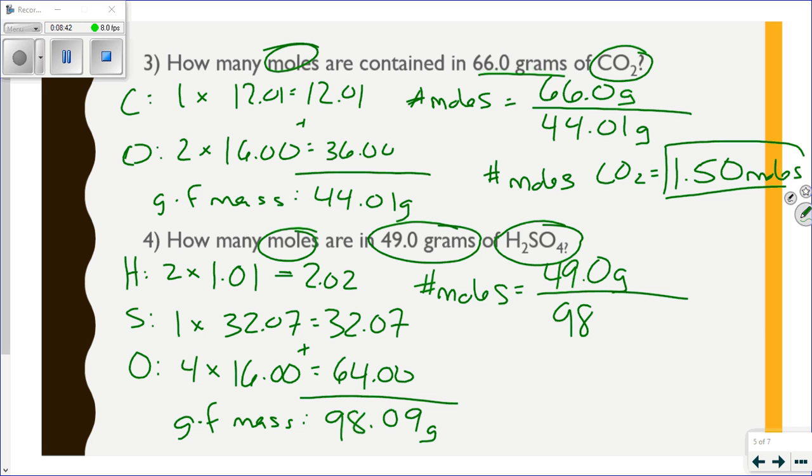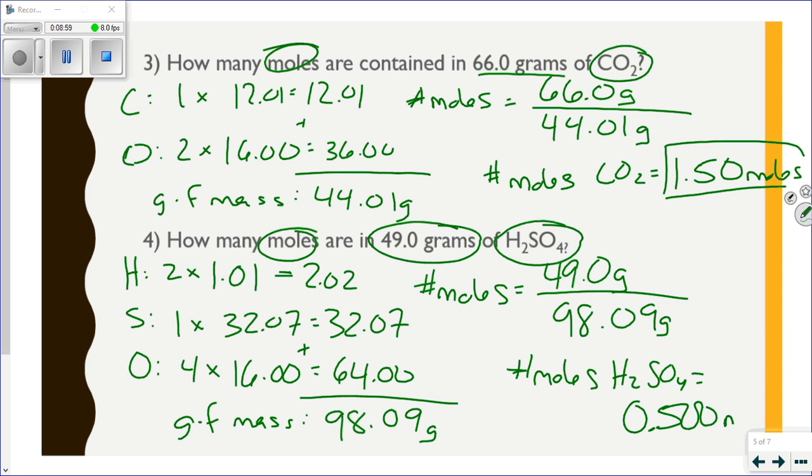There's a gram formula mass. I pop it in here, 98.09 grams. Divide the top by the bottom. You end up with the number of moles of H2SO4 as being 0.5 moles for a grand total.